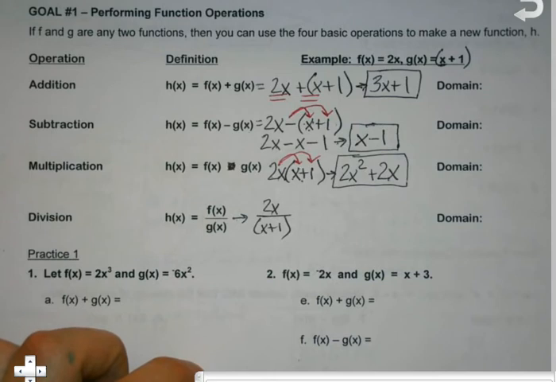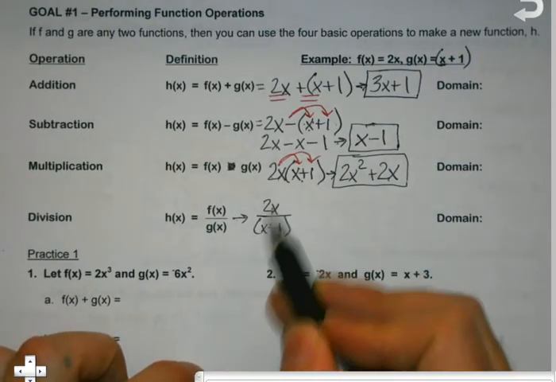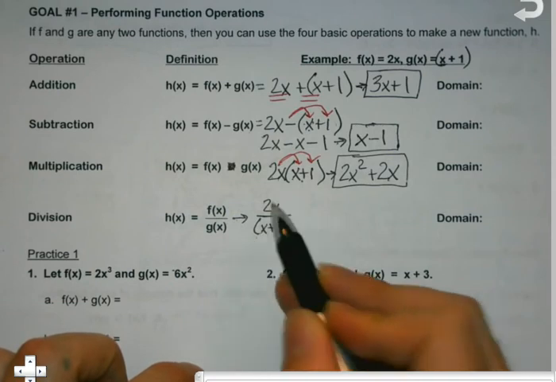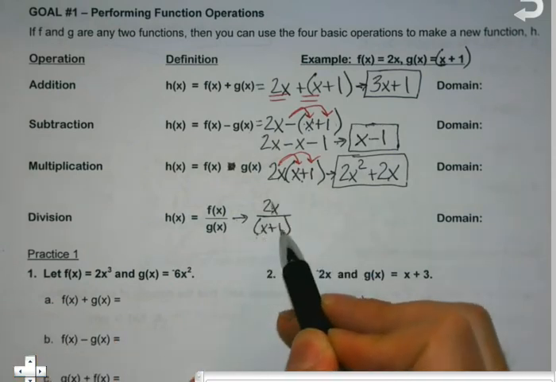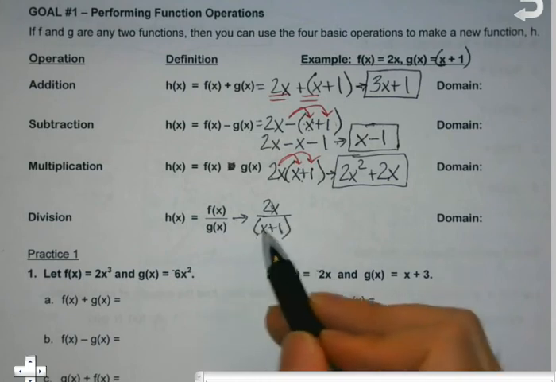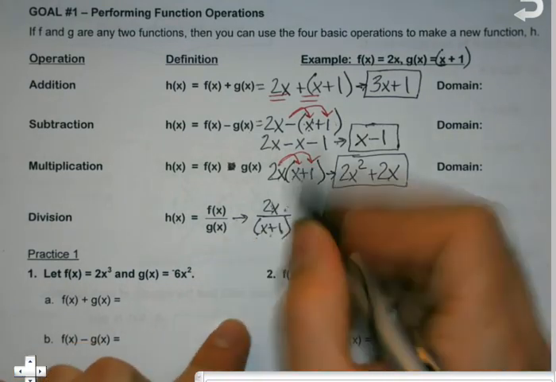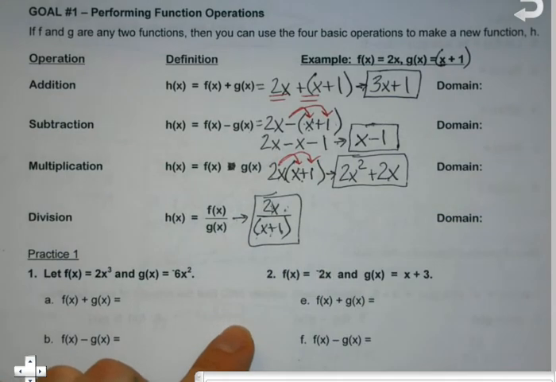Can I cancel the x's? For whoever said no, why not? For me to be able to cancel the x's, I'd have to be able to take an x out of all three terms here, and this term doesn't have an x. The only way I could cancel something in parentheses like this is if I had another x plus 1 up in the numerator. So this is actually done already.